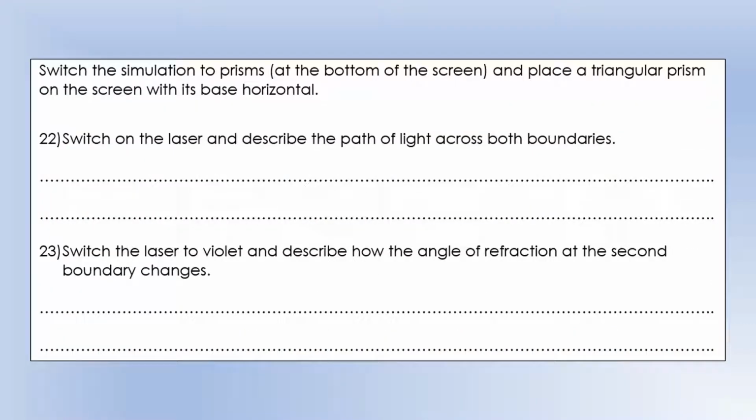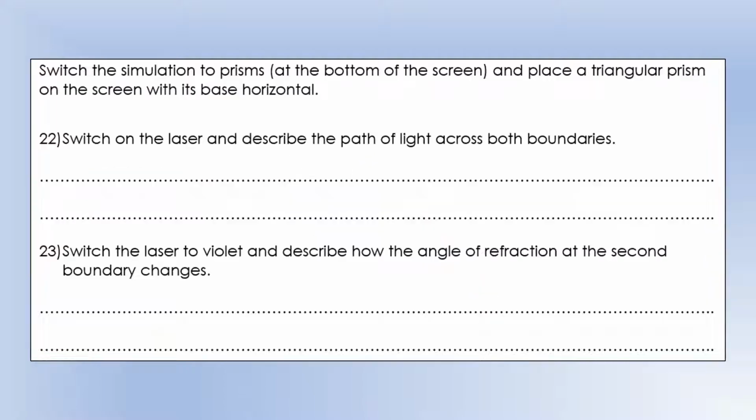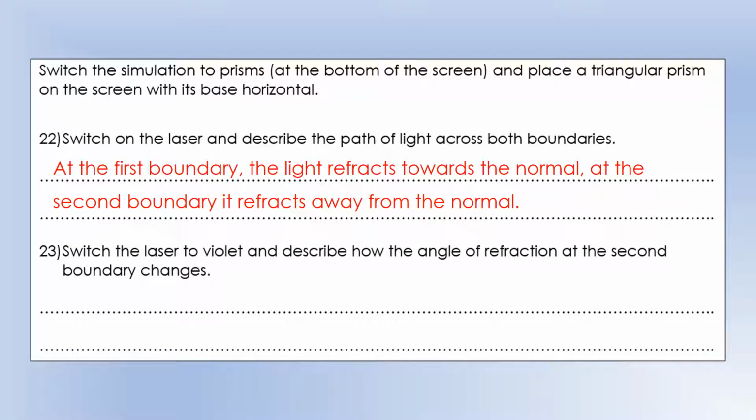Okay, switch the simulation to prisms. So we're going to look at dispersion now, and place a triangular prism with its base horizontal. Switch on the laser and describe the path as it crosses the boundaries. So this is what you should be looking at here, and I've drawn on some dashed normal lines so we can look at describing it. At the first boundary, it's refracted towards the normal because it's gone into a higher density, and at the second boundary, it refracts away from the normal because it's going into a less dense medium.